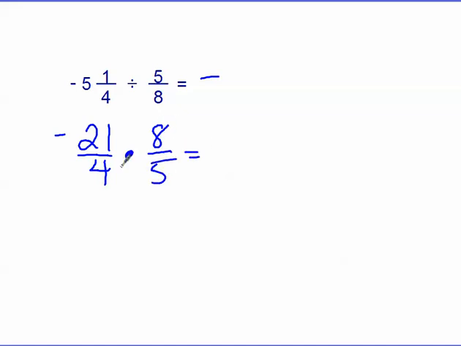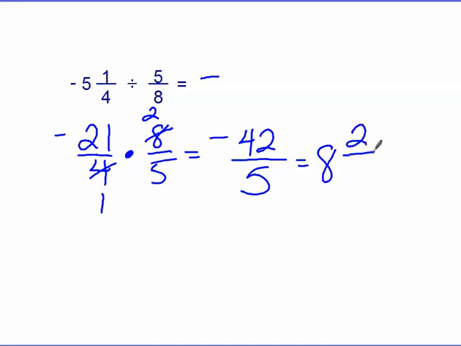And now it's multiply. Now I know my answer will be negative because of the one negative. Now, do I have anything that can simplify? Yes, I do. The 4 and the 8. They can divide by 4. So the 8 turns into a 2. The 4 turns into a 1. So now when I multiply across, I get 21 times 2, which is going to be 42 over 1 times 5, which is 5. So now when we simplify this, we ask how many 5s in 42? Well, there's 8 of them with 2 left over. So 8 and 2/5. One negative makes the whole thing negative. So we end up with negative 8 and 2/5.